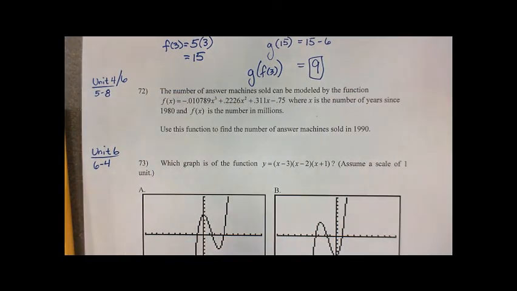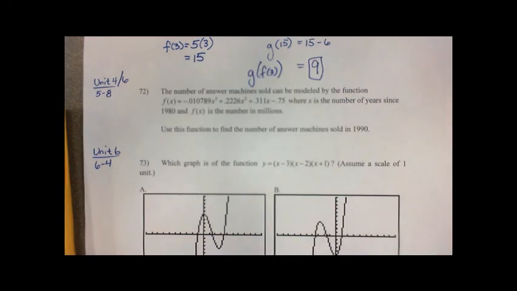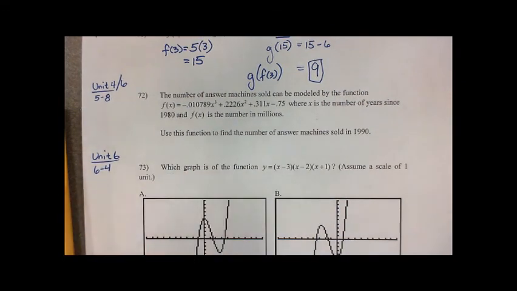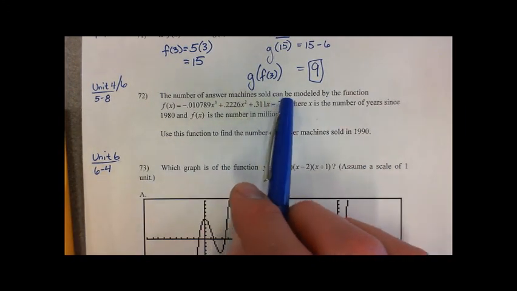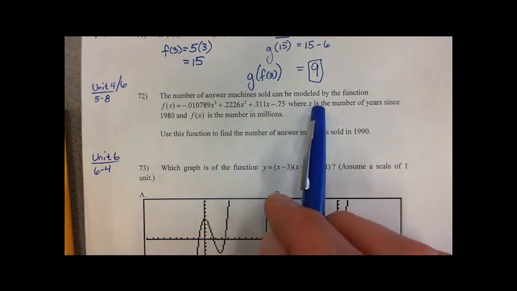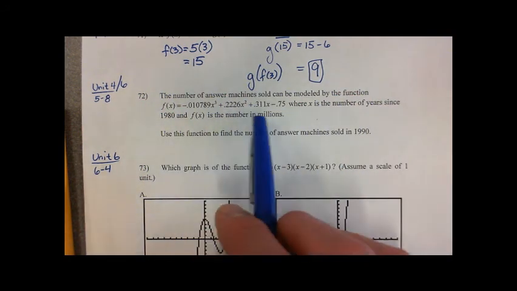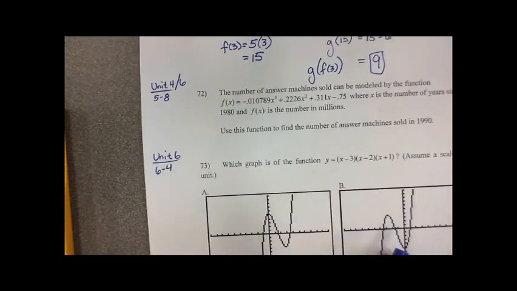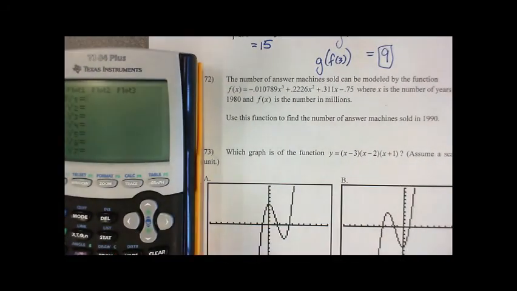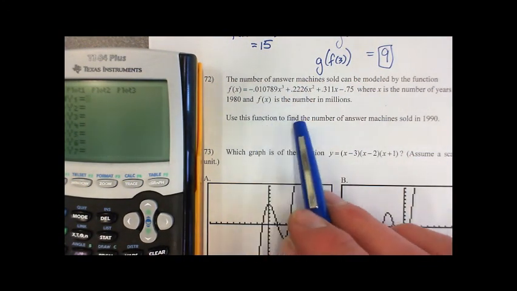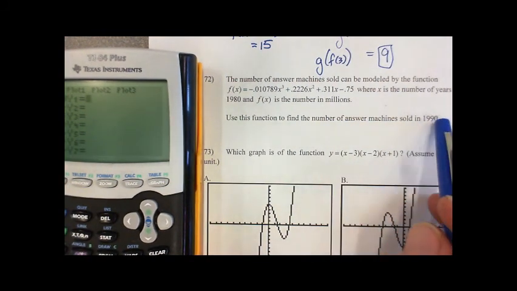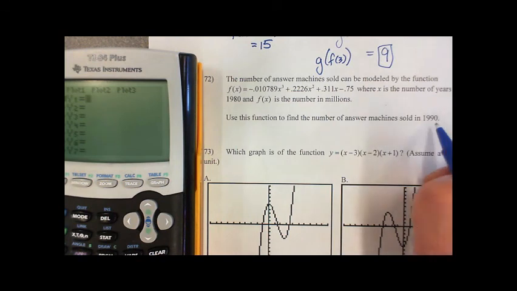Alright, in this video we're going to look at some questions using the concepts from units 3, 4, and 6. Okay, so first question here is they give you a function which represents the number of answering machines sold, where X is the number of years since 1980 in millions of years. So first thing I would do is plug this into our calculator. They want to know how, use this function to find the number of answering machines sold in 1990.